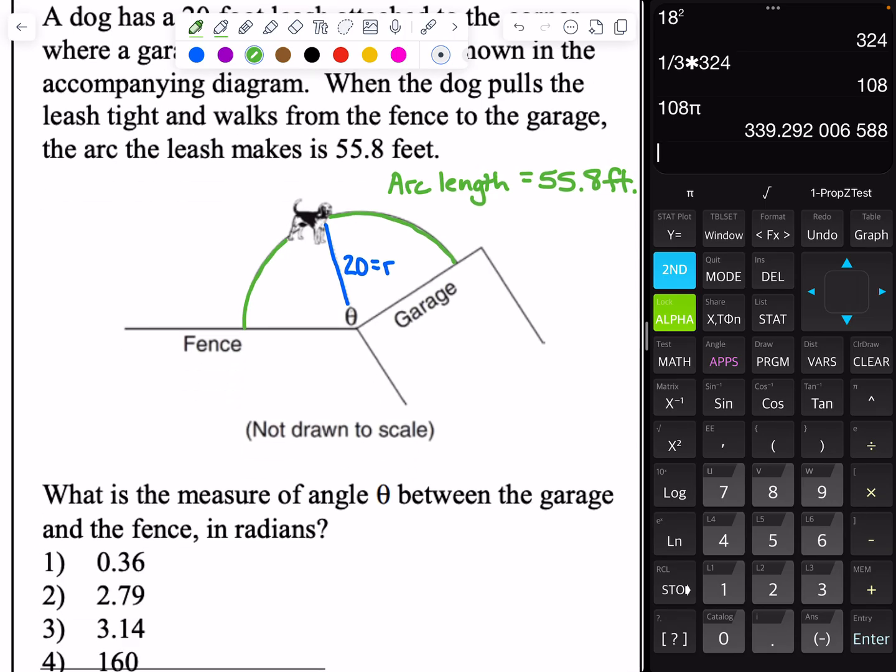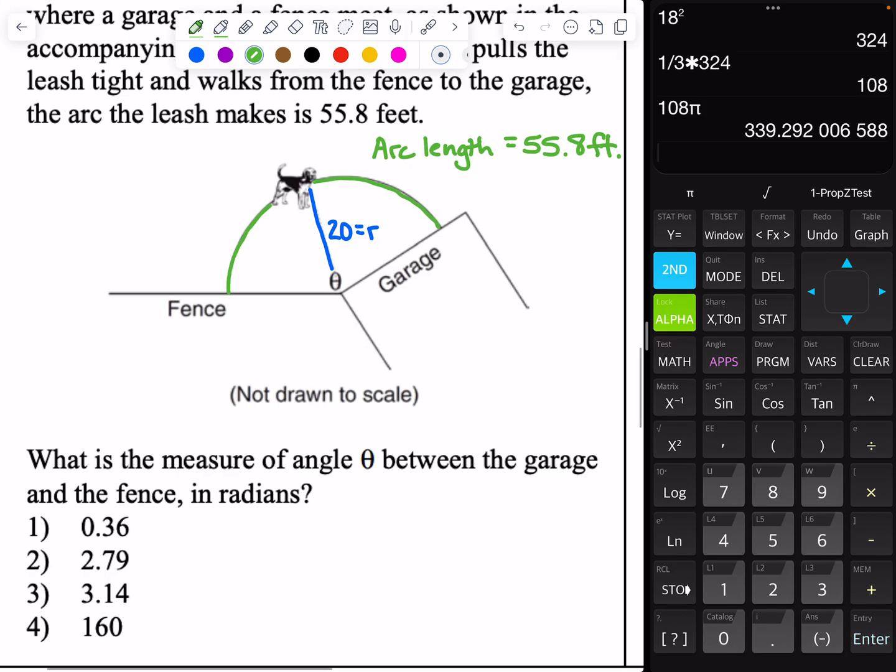And then the question is, what is the measure of the angle theta between the garage and the fence in radians? So we're looking for theta. We have arc length and we have the radius. So we can just use that really nice simple formula. S equals theta times the radius. Because remember, our formula reduced to be that nice little formula. So the arc length we know is 55.8. So that is the S. We're looking for the angle theta. And then the radius was 20.